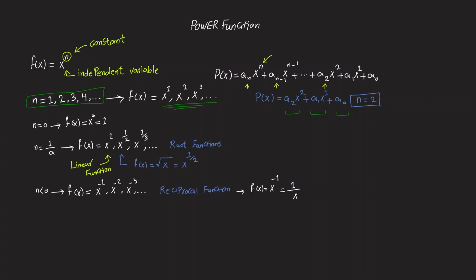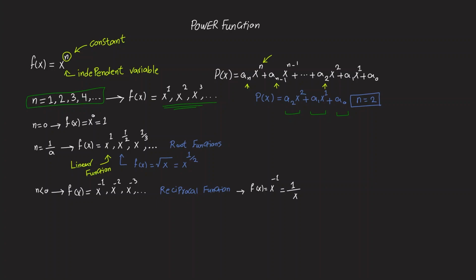And for the case where n is less than 0, we get reciprocal functions, and the most popular reciprocal function is x to the power of negative 1, which is equal to 1 over x. For the case where n is a fraction, like 1 over a, where a is a constant, again, we get functions of the type x to the power of 1, x to the power of a half, x to the power of a third. We call them root functions.